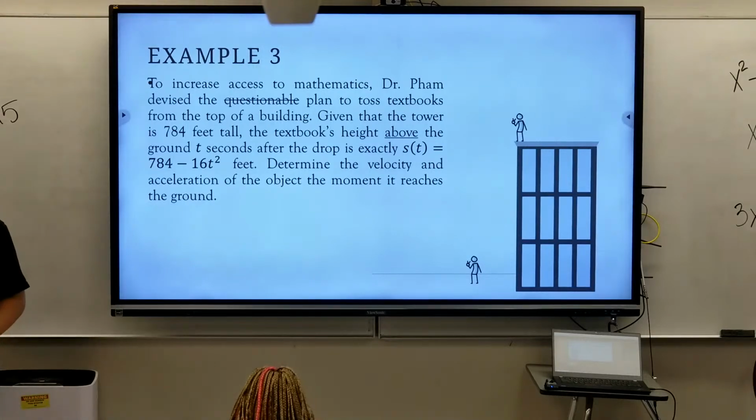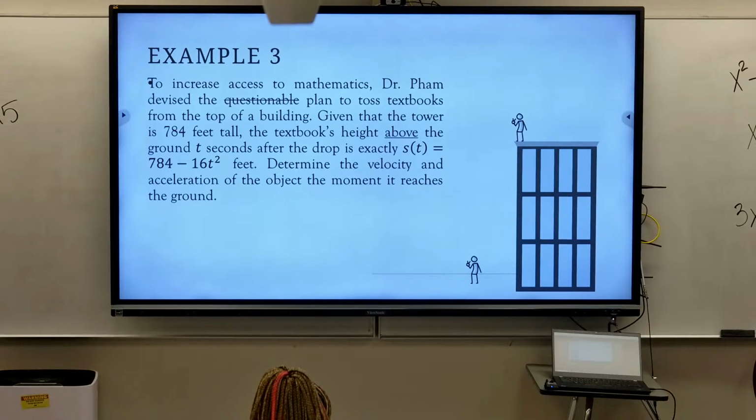So I want more people to have access to math. So the best idea is that you throw math textbooks from the top of the building. They are still getting their math knowledge somehow, one way or another. So my great plan is to go to the top of this building and throw, obviously, textbooks at people.